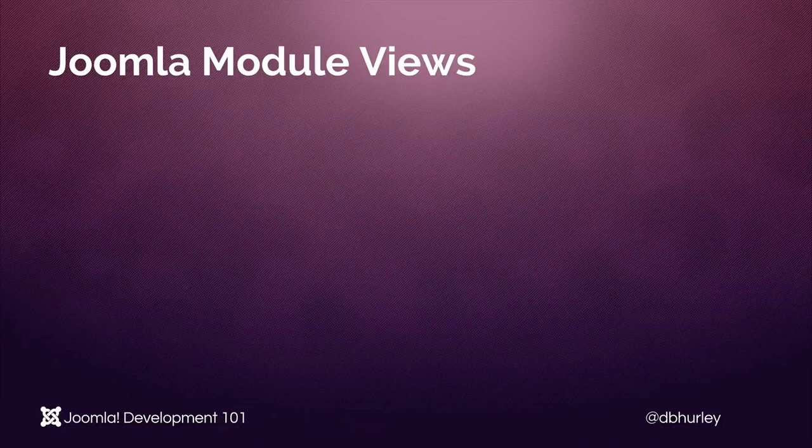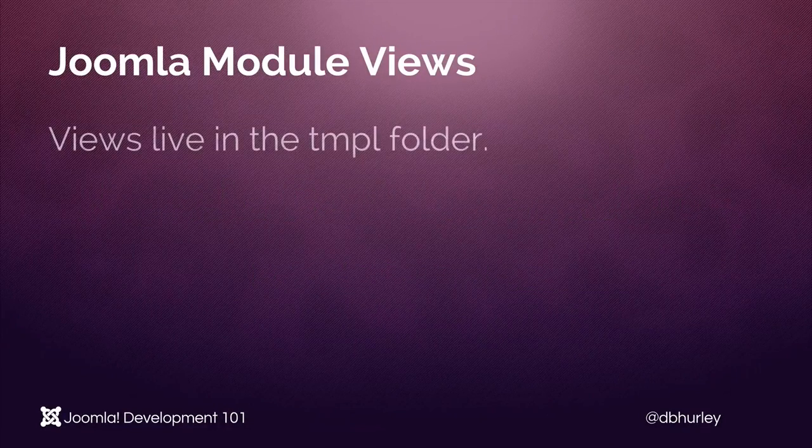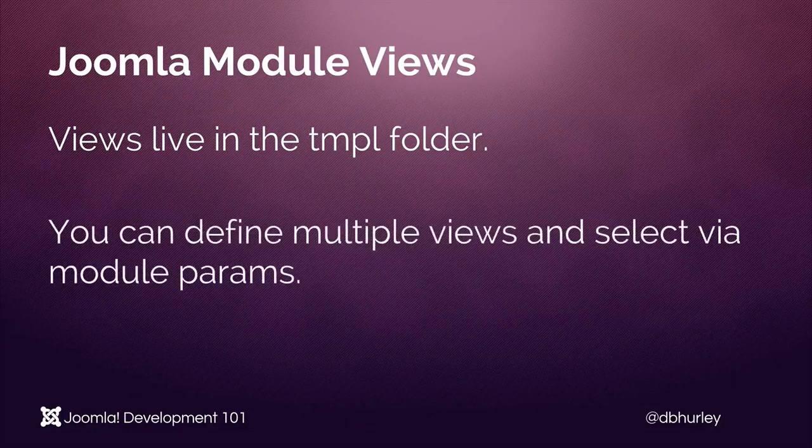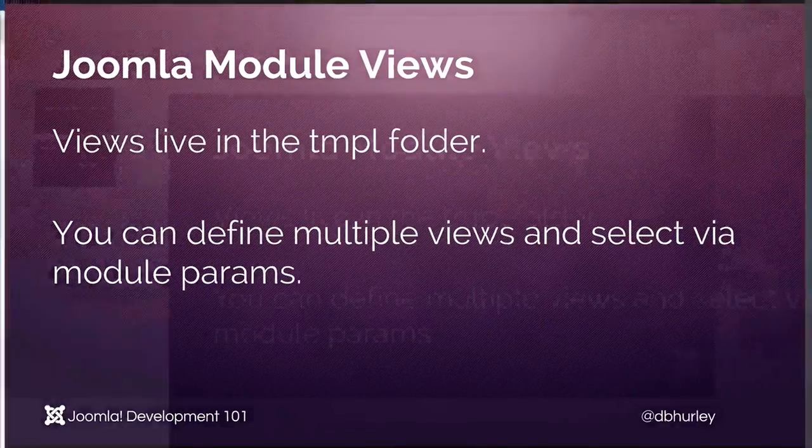First, we should review a couple of facts about Joomla module views. All the views are going to live inside a tmpl folder. This is important as it allows templates to override the default layouts by placing an html and then module view folder within the template. Secondly, you can define multiple views and select which view you would like to display via the module parameters. So, now that we've identified these key concepts, let's begin by looking at the mod_smart_welcome view folder.